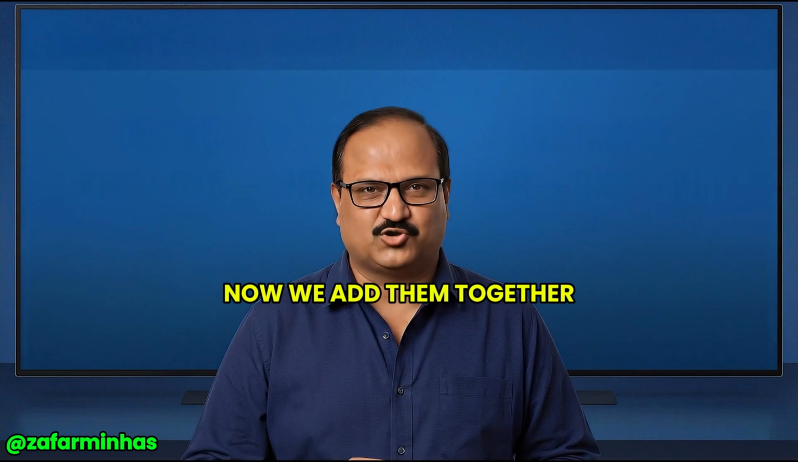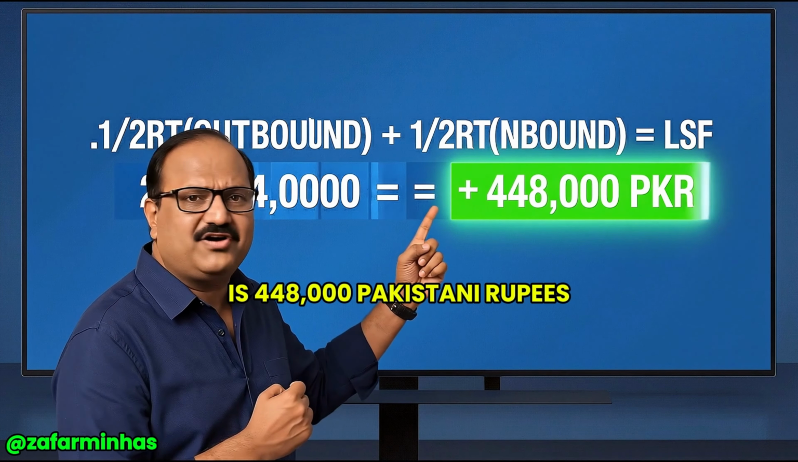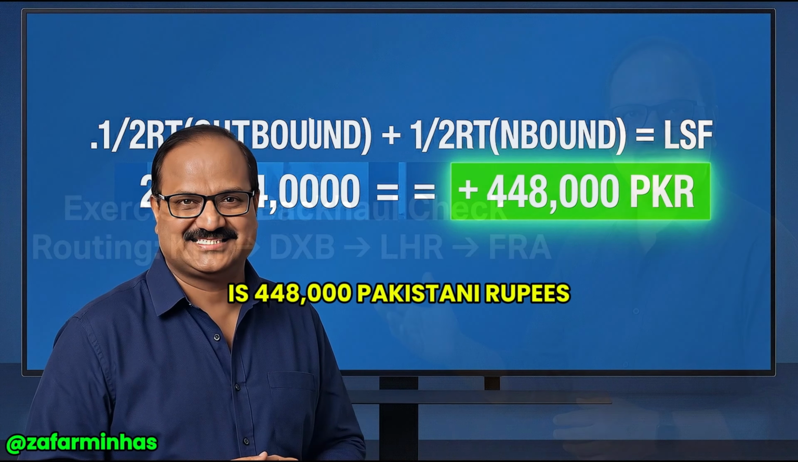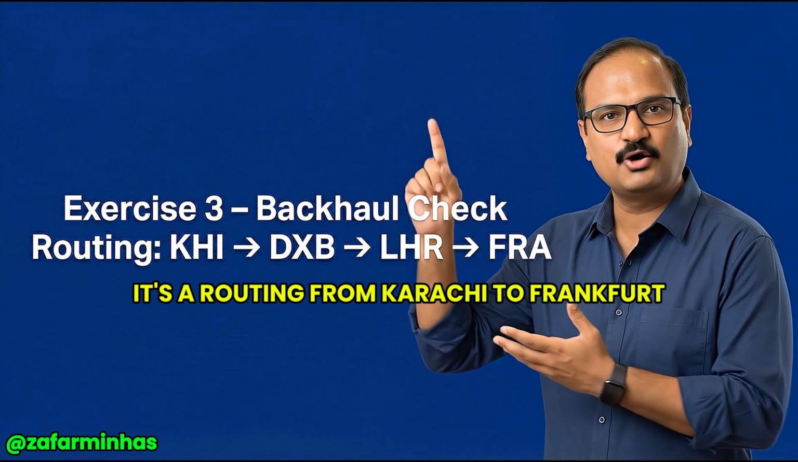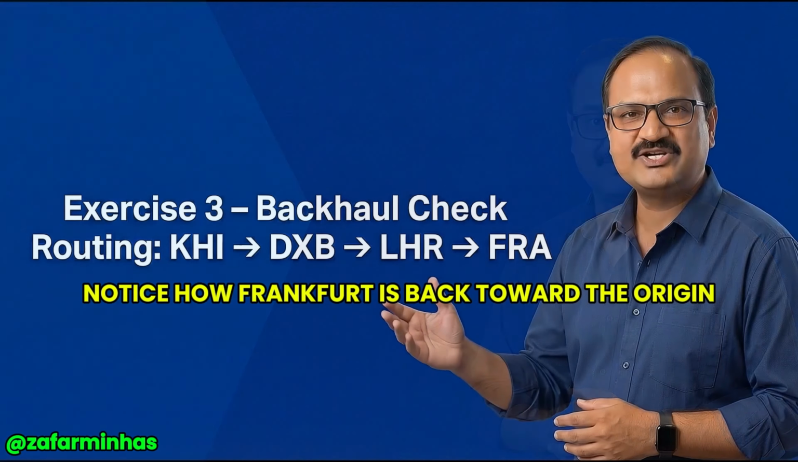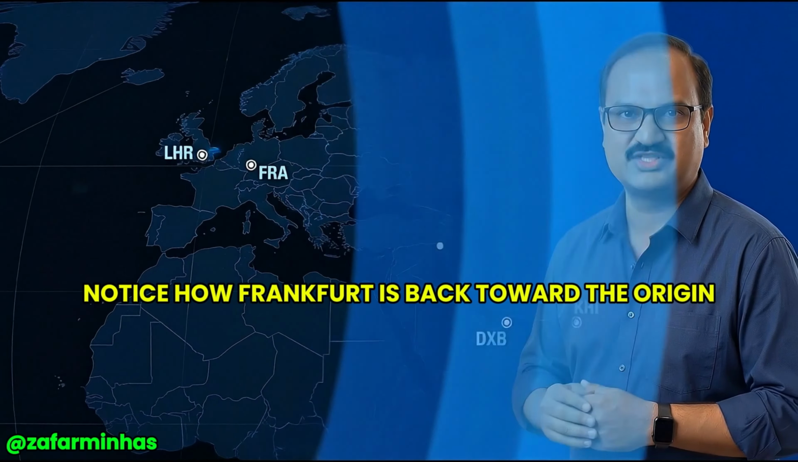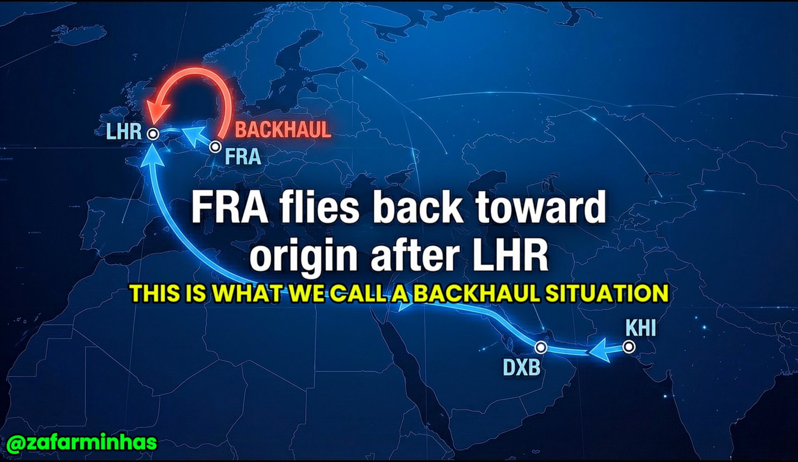Now we add them together. Our total constructed local selling fare is 448,000 Pakistani rupees. Exercise 3 introduces the Backhaul Check. It's a routing from Karachi to Frankfurt via Dubai and London. Notice how Frankfurt is back toward the origin after London. This is what we call a backhaul situation.